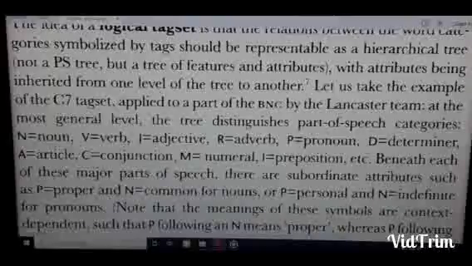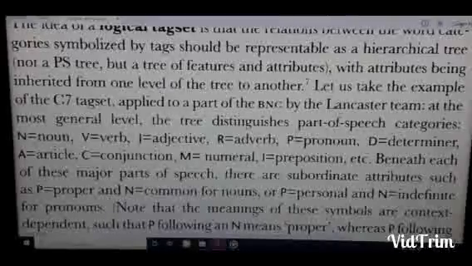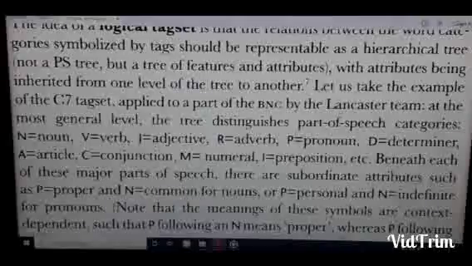Lancaster team. At the most general level, the tree distinguishes part-of-speech categories. N is noun, V is verb, J is adjective, R is adverb, P is pronoun, D is determiner, A is article, C is conjunction, M is numeral, I is preposition, etc. Beneath each of these major parts of speech, there are subordinate attributes such as P is proper noun, N is common for nouns, P is personal, N is indefinite for pronouns.